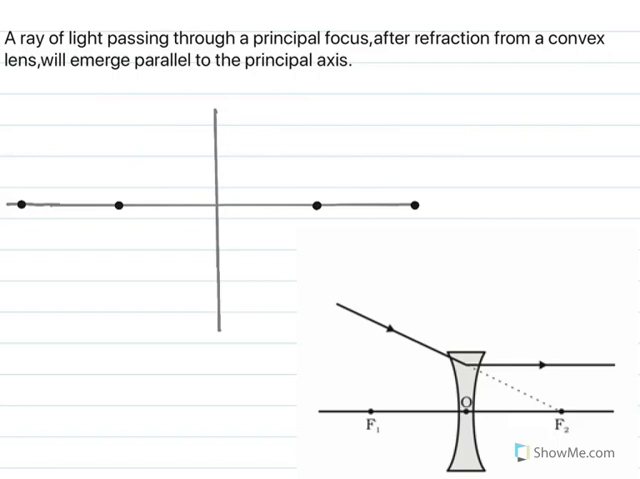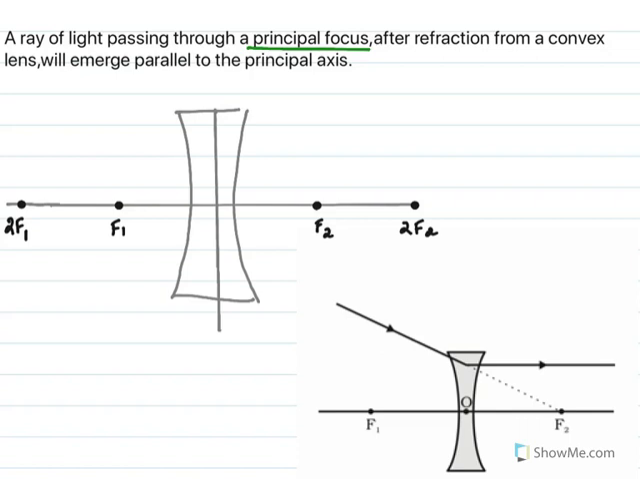The next rule, a ray of light passing through the principal axis. So first you draw your two perpendicular lines, mark the equidistant points. This is 2F1, F1, F2, 2F2. Then you draw the lens. You need to draw a thin lens. Now this is the case when the ray of light is passing through the focus. So it comes in like this, through the focus. After refraction, it will go parallel to the principal axis.